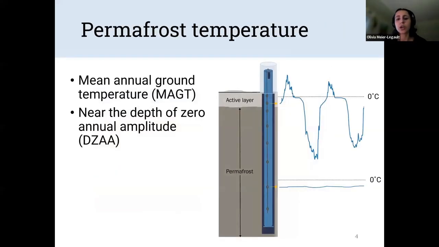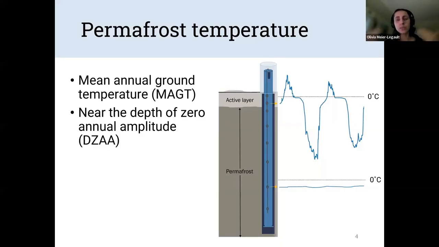Now, although temperatures are recorded at multiple depths, typically when we say permafrost temperature, we mean mean annual ground temperature near the depth or at the depth of zero annual amplitude. So I've added two time series to this image here on the right. And so you can see one is the output from a sensor in the active layer, and the other is from a sensor deep within the permafrost layer. Both of these are on the same scale, so you can assume that the y-axis would be the same across both of these, but you'll notice that there's a very different signal that's produced at each of these sensors.